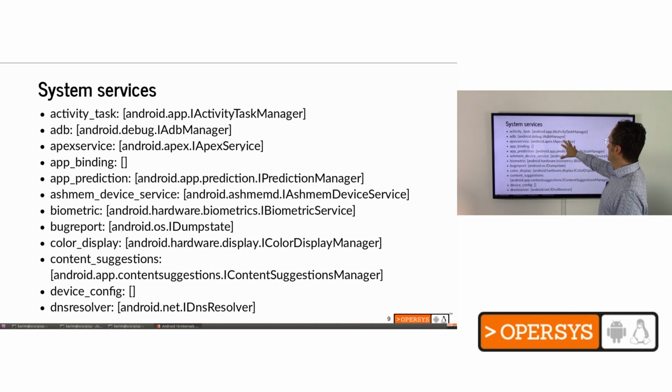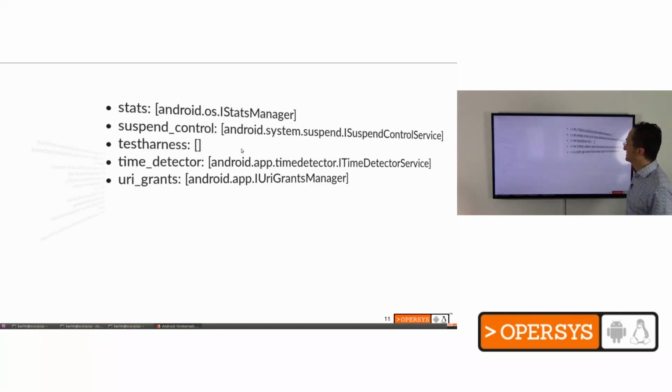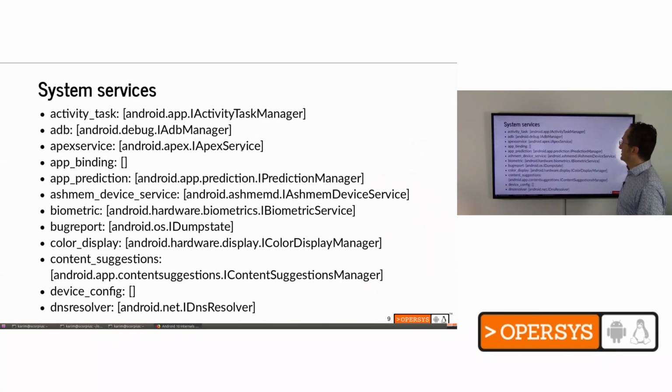Right. So the Apex service has an AIDL file that we can go take a look at a bit later. Some of these things I'm not exactly sure what they do, like app prediction. I have to look at what that does in more detail. So anyway, just to take a look at some of these things.